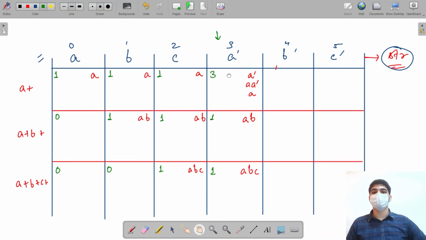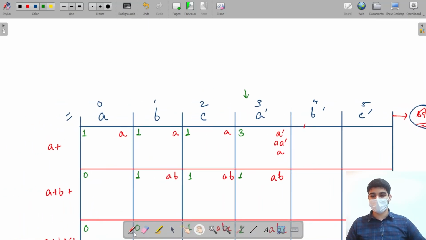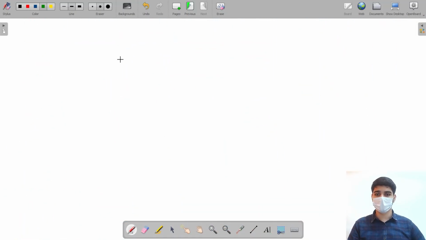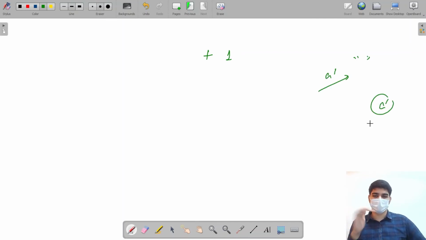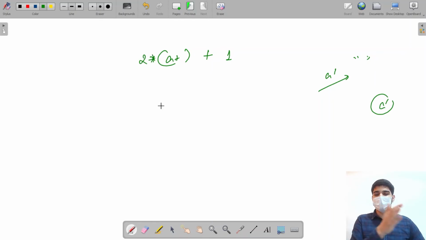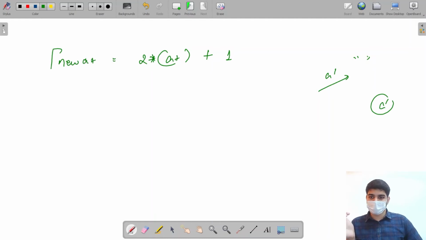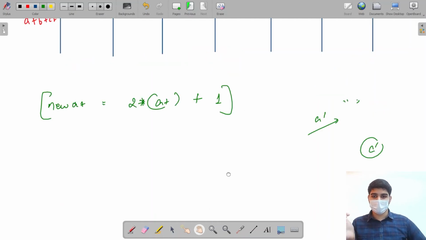So there are 2 choices with A dash, right? What are those choices? Those choices are that my A dash could either come alone, which would be just one choice. That is, it comes with an empty string, right? So if my A dash comes with an empty string, I would get A dash alone. Or my A dash could pair up with A plus subsequences in 2 ways. It can either come or not come. That means it has 2 choices. So I would multiply A plus types with 2 and add 1, right? So this would be my new A plus types, right? This is what we did over here.